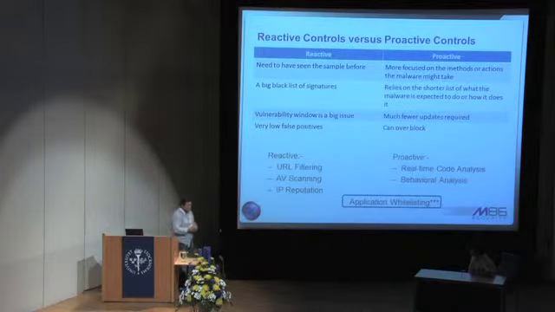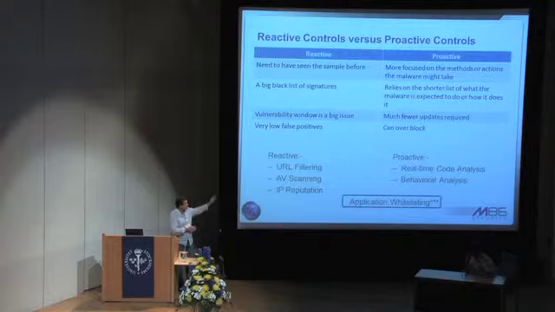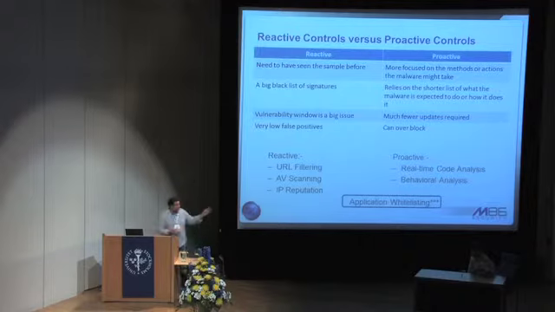One of the big things that we wanted to get across today is the difference between reactive controls and proactive controls. Reactive controls are the historic technologies that many of us are probably relying on today: technologies like AV scanning, URL filtering, IP reputation. And then there are more proactive technologies like real-time code analysis and behavioral analysis, to name just a couple. This is a really interesting area, with a lot of innovation happening on the proactive side at the moment in client-side security. And I'll talk about application whitelisting because that's a little bit different.